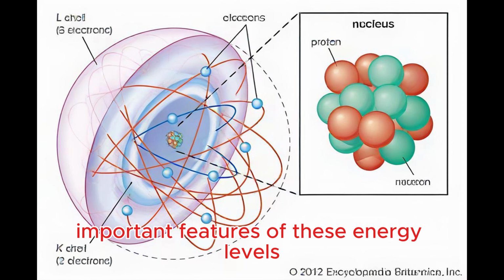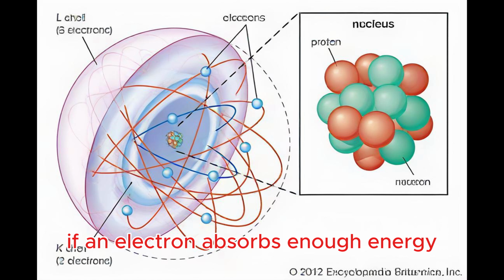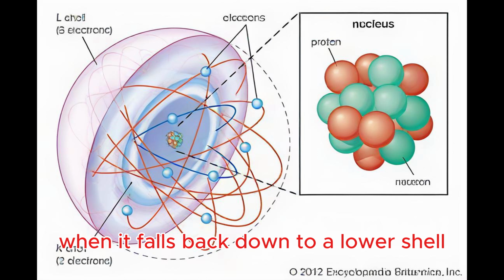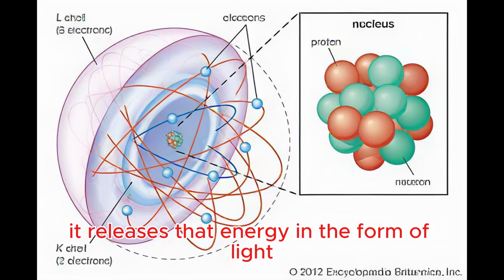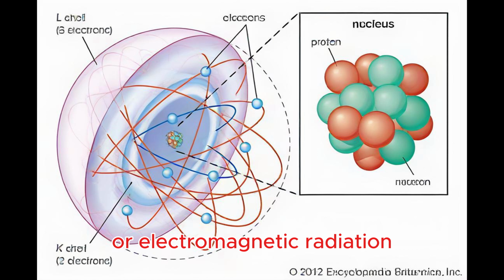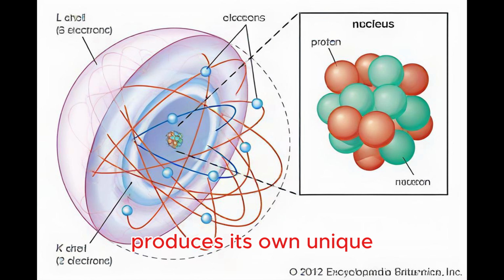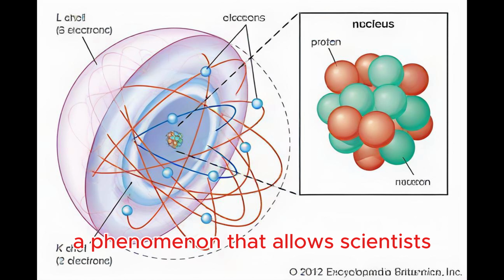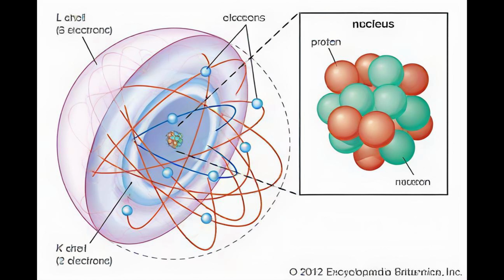One of the most important features of these energy levels is that electrons can jump from one shell to another. If an electron absorbs enough energy, it can move to a higher shell. When it falls back down to a lower shell, it releases that energy in the form of light or electromagnetic radiation. This process is why every element produces its own unique spectrum of colors when heated or energized, a phenomenon that allows scientists to identify elements even in distant stars.